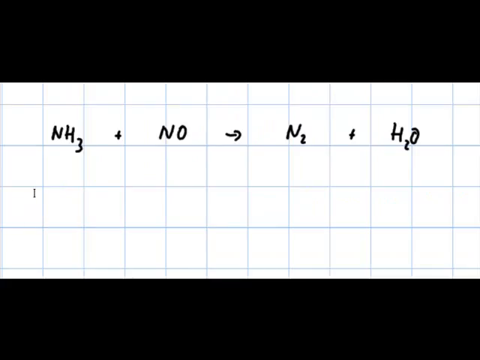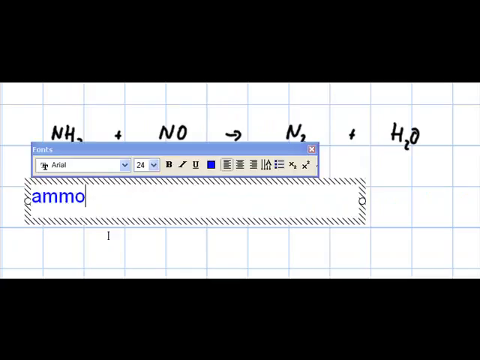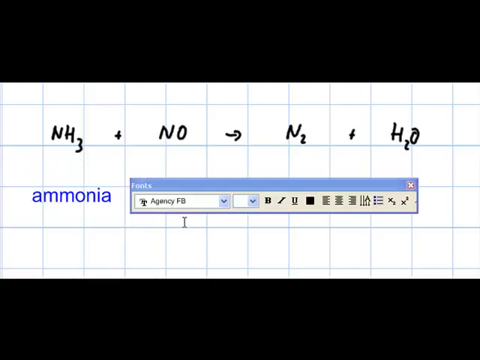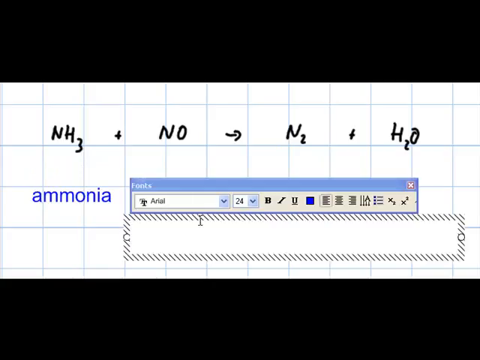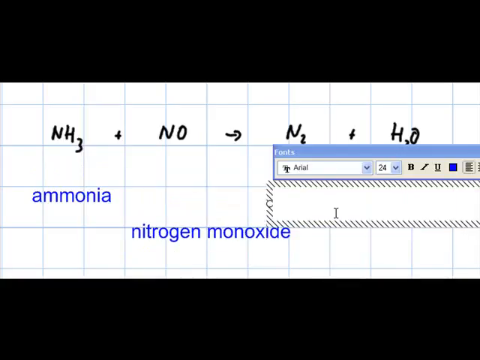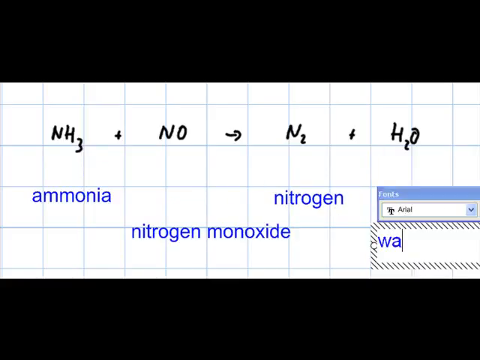NH3 has a common name that you must be familiar with: ammonia. NO, another one of those nitrogen oxides, but we need to call it nitrogen monoxide. That one, of course, is nitrogen, and the H2O, of course, is water.